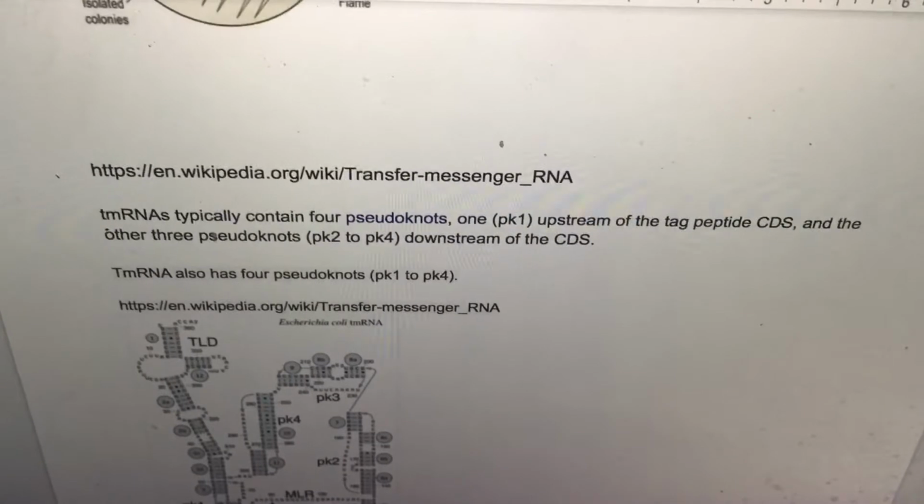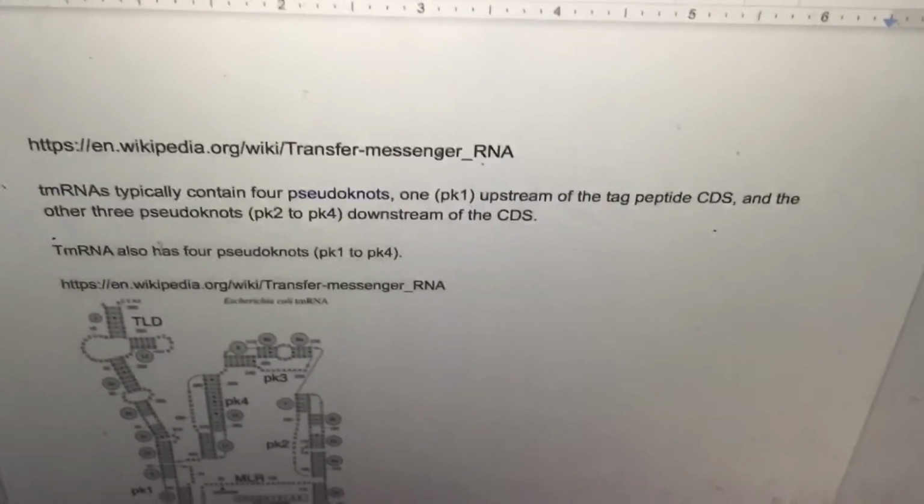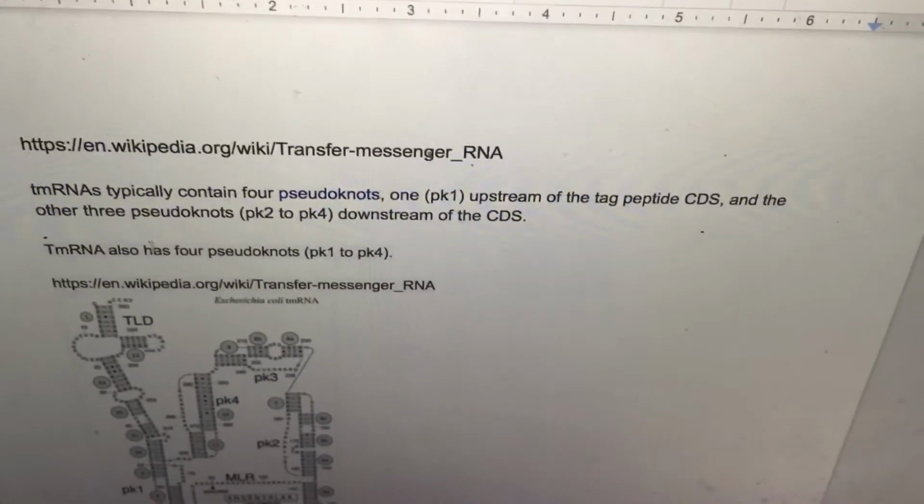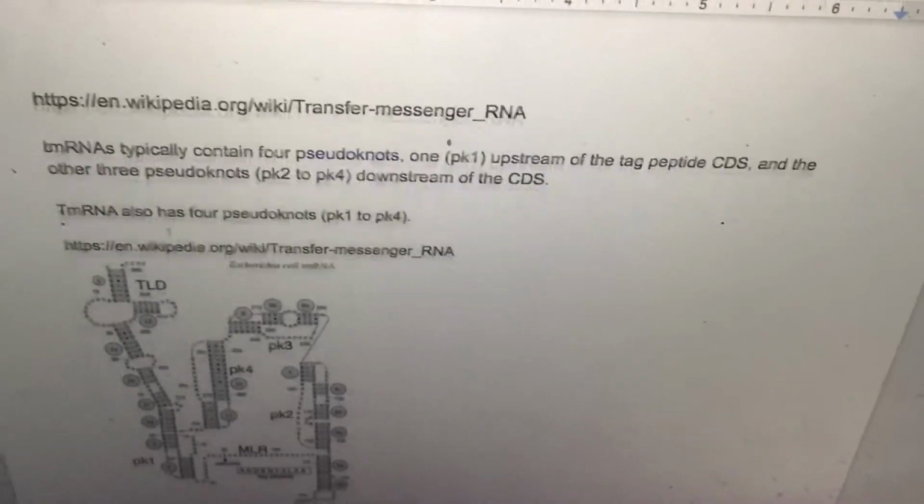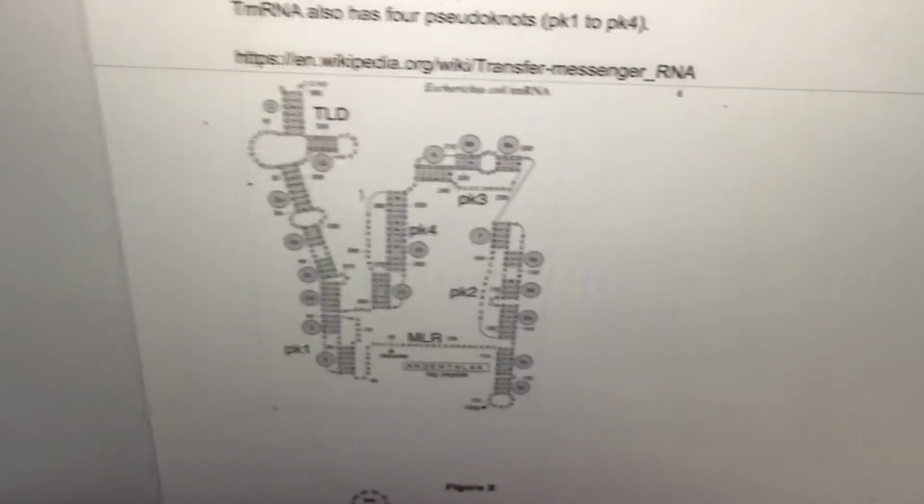tmRNAs typically contain 4 pseudoknots: 1, PK1, upstream of the tag peptide CDS, and the other 3 pseudoknots, PK2 to PK4, downstream of the CDS. That's a 3+1 pattern. The 4 pseudoknots are in a 3+1 pattern. tmRNA has 4 pseudoknots. Here they are.